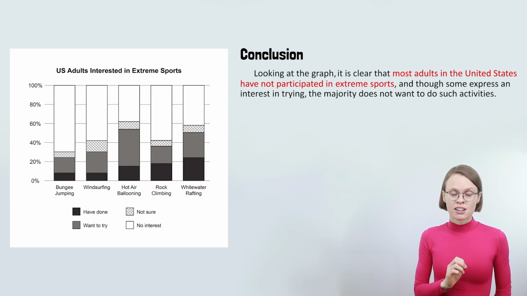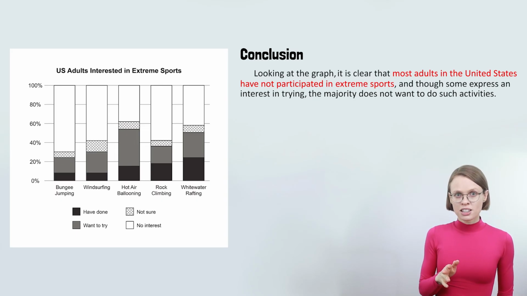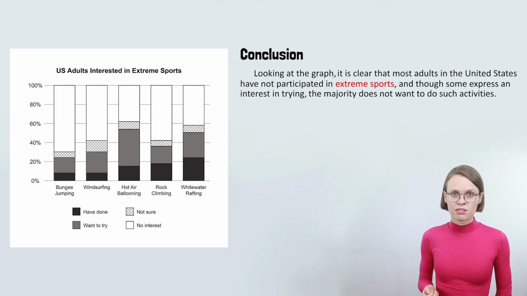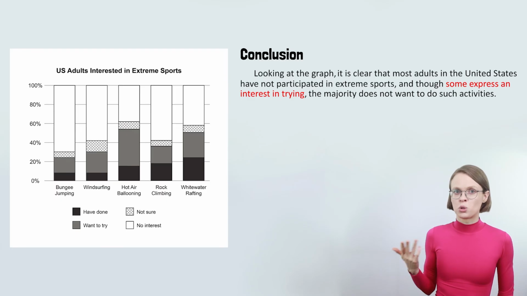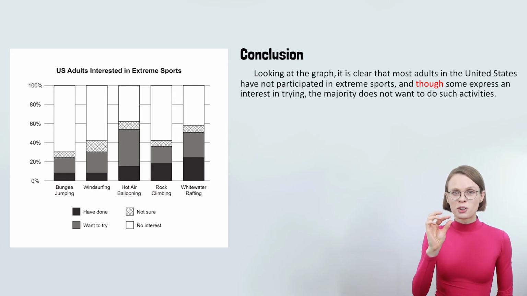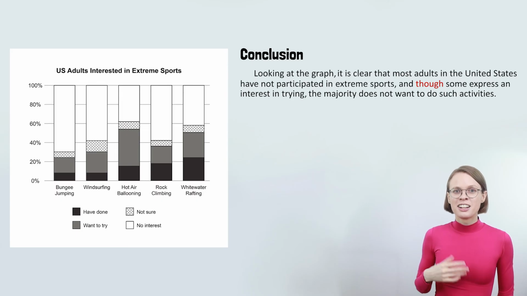One is most adults in the United States have not participated in extreme sports. I made sure to include the term extreme sports because it's the main topic of the graph. The second idea is some express an interest in trying, but I already said that the number is not that large for anything except hot air ballooning. Therefore, I use though to show that the following happens despite this small number of people who want to try. That final idea is that the majority does not want to do such activities.